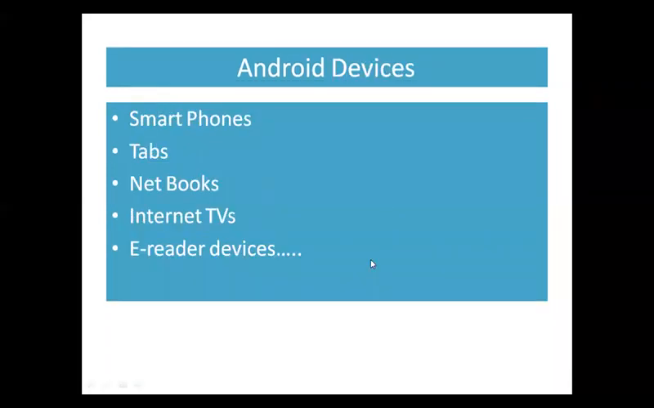Okay, fine. Next. What Android devices do we have in the market right now? We have smartphones, tablet PCs, and netbooks. We have internet TVs and e-reader devices. These are all Android enabled devices, guys. But in these sessions, we are going to mainly concentrate on two things: smartphone applications and tab applications, and how we can work with them. But you have to know that netbooks, internet TVs, and e-reader devices are also Android devices out there.